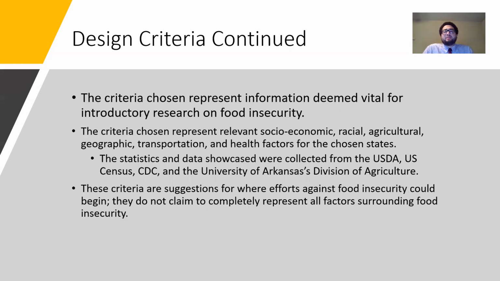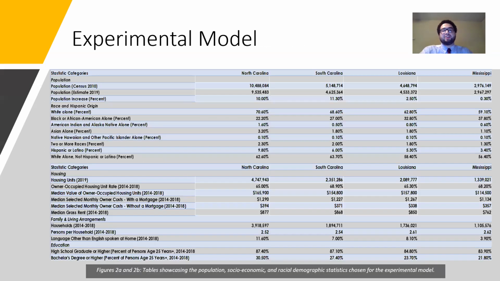The design criteria that we chose for the testing between these bi-state areas were all deemed vital for understanding food insecurity. The criteria chosen showcase relevant socioeconomic, racial, agricultural, geographic, transportation, and health factors for the chosen states. And the statistics were taken from the USDA, US Census, the CDC, and the University of Arkansas's Division of Agriculture. These criteria serve as suggestions for where efforts against food insecurity could begin, but they do not claim to represent all of the factors surrounding food insecurity.